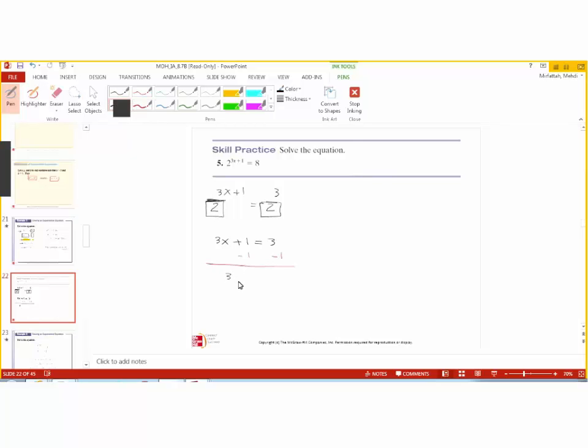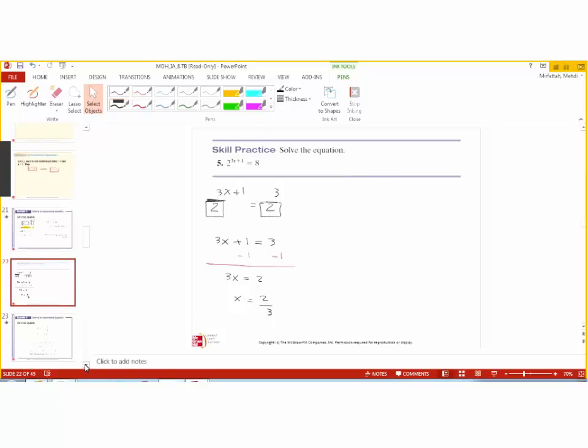3x equals 2. Divide by 3, 2 over 3. So yes, you were right, it was 2/3, but that's how you go over the steps. Very good. Alright, thank you.